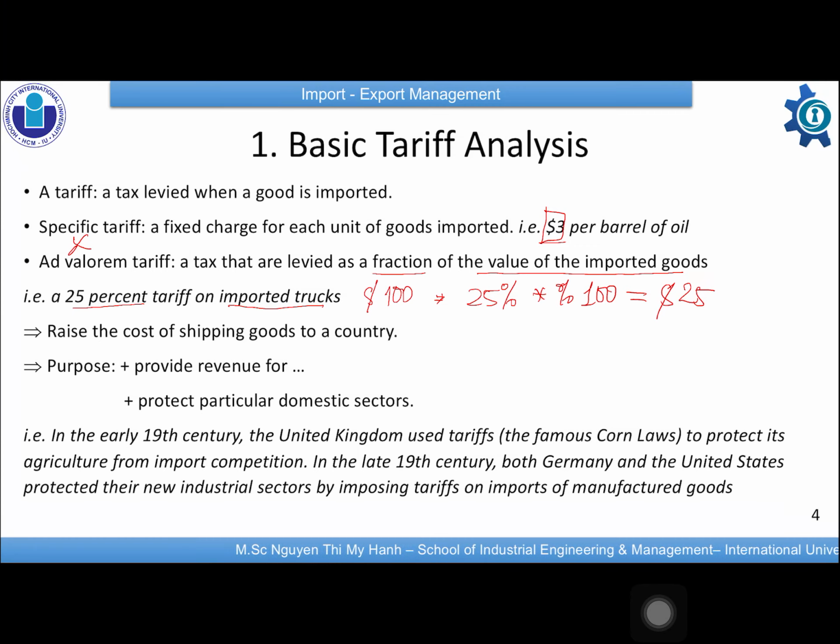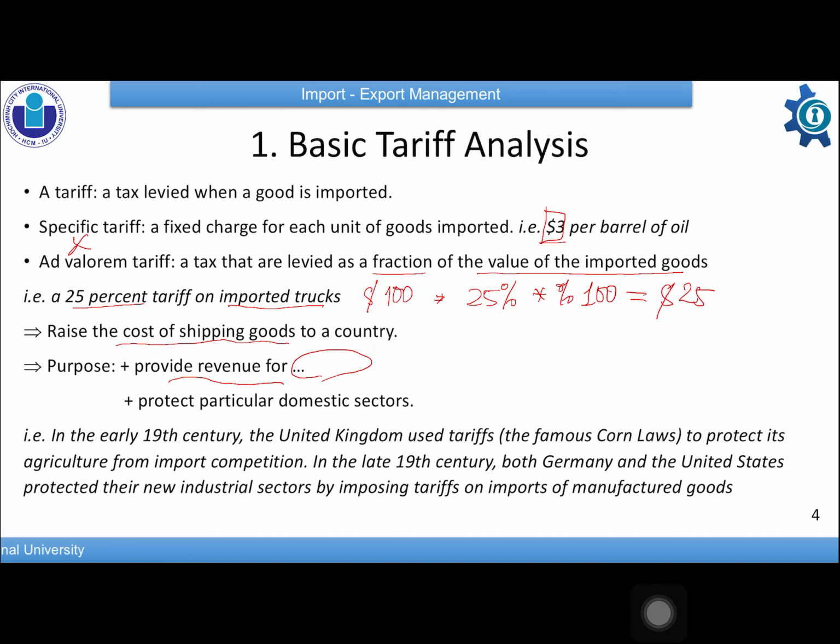The main effect of the tariff is to raise the cost of shipping goods to a country. The tariff achieves two purposes. The first one is to provide revenue. Who do you think the tariff provides revenue for? They give their revenue to the government, right? And the second one is they try to protect particular domestic sectors.